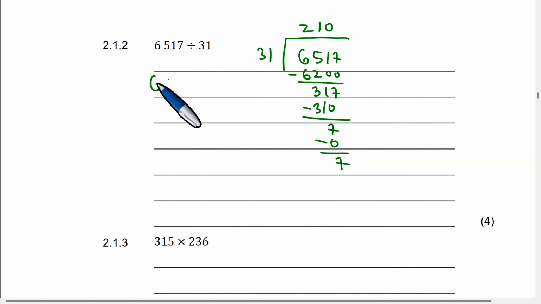So in the end, you have 6517 divided by 31, which is 210, remainder 7 out of 31, that is 7 divided by 31. All right, so that becomes the answer.